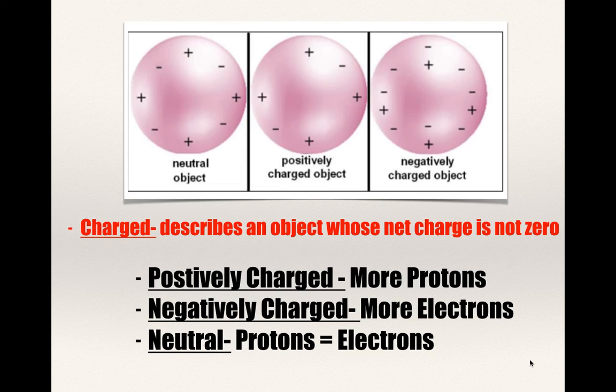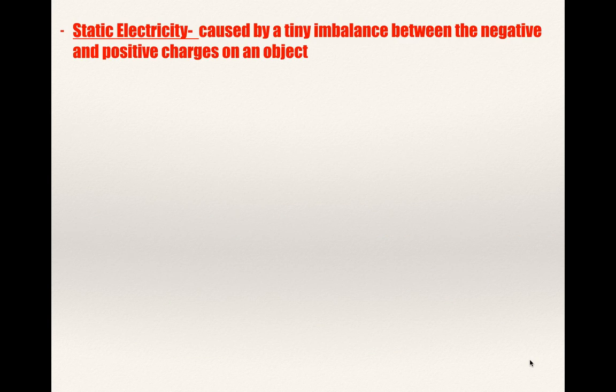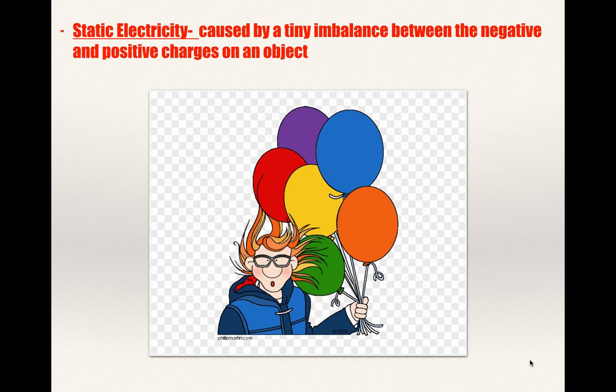If you guys have ever been shocked from clothes that came out of the dryer before, or if you've been walking in your house and you get an electric shock when you touch a door, you have experienced charged objects. And that's kind of our interaction with static electricity. So static electricity is caused actually by a really tiny imbalance between the negative and positive charges on an object.